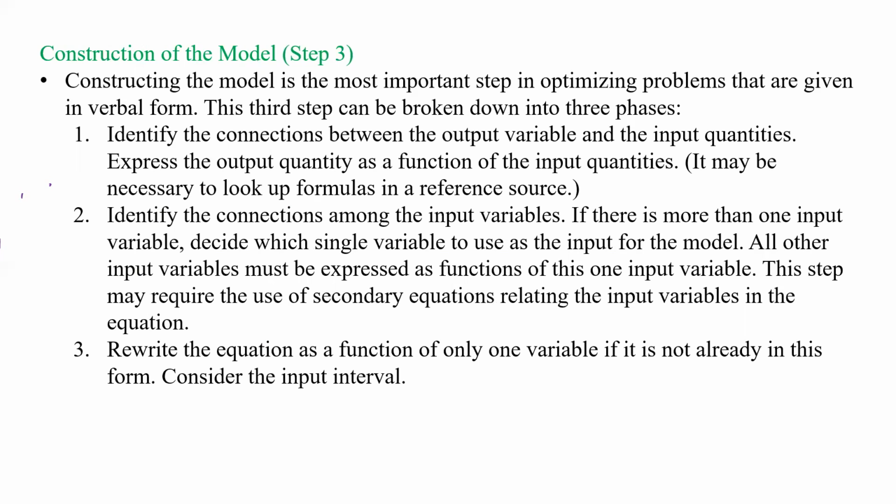Then we're going to identify the connections among the input variables. So if there's more than one input variable, we're going to decide which single variable to use as the input for the model. All the other input variables then have to be expressed as functions of that one input variable. Now, this step may require the use of secondary equations that relate the input variables in that one equation. And then we're going to rewrite the equation as a function of only one variable if it's not already in that form when we get done with step 2. And then we're going to consider that our input interval.